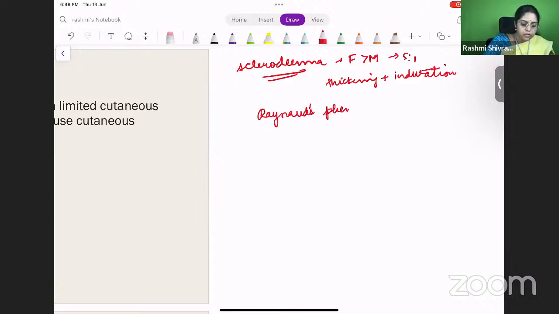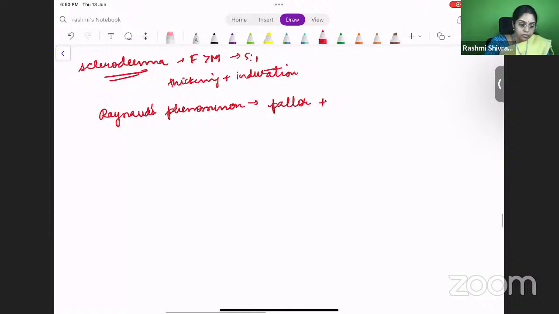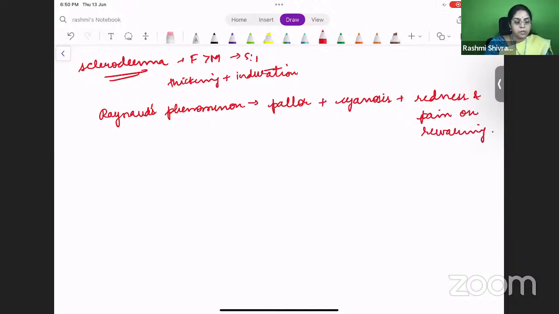So what is Raynaud's phenomenon? When the patient is exposed to a cold atmosphere, the patient will have severe pallor of the extremities, followed by cyanosis, and when there is rewarming, there will be severe redness and pain. This is a very painful condition. Redness and pain on rewarming is a characteristic finding of Raynaud's phenomenon.